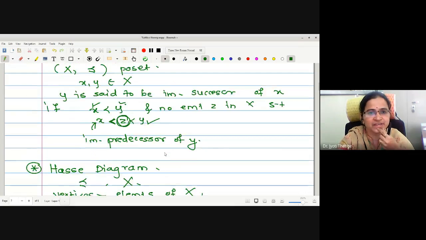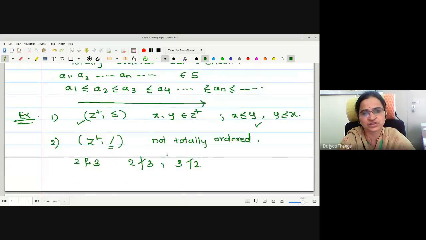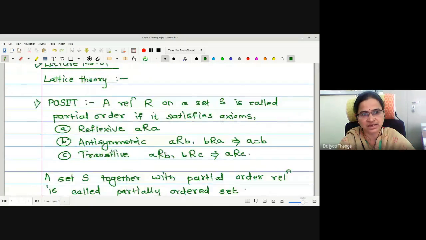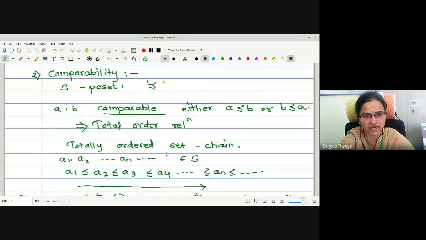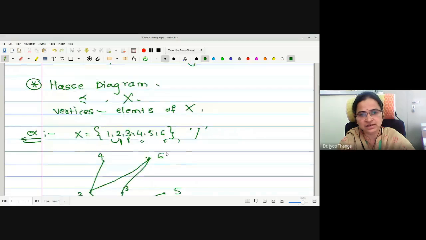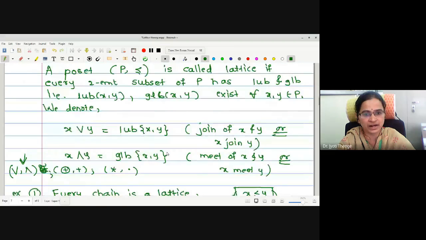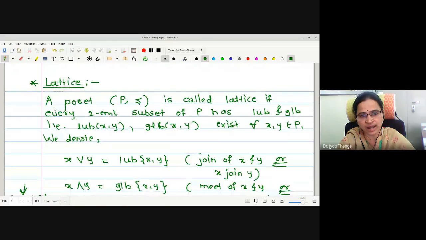In the last lecture, we have seen some important definitions to understand lattice theory. And the definitions we have seen are poset, comparability, immediate successor, Hasse diagram, and lattice. Therefore, let me recall lattice.